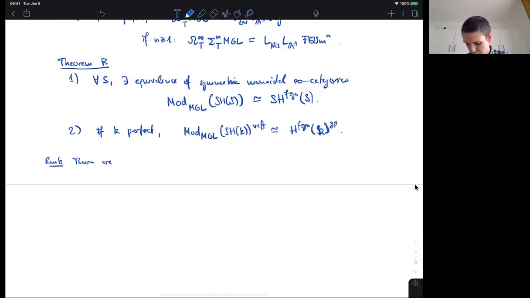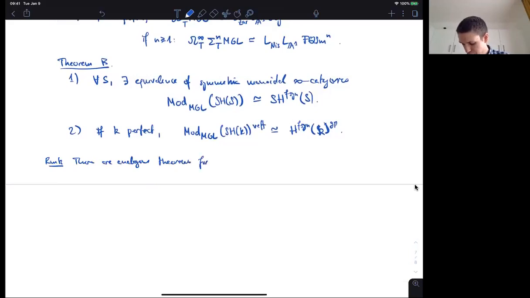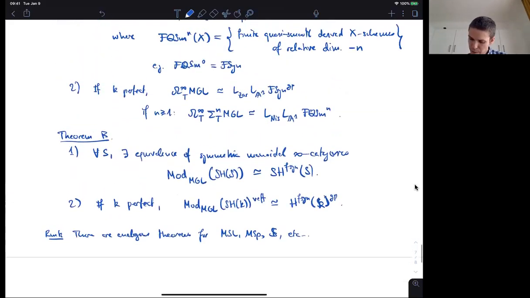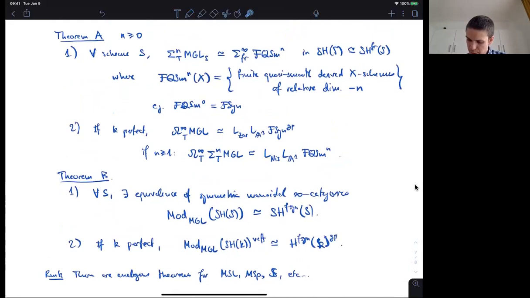So there are analogous theorems for example, MSL, MSP, the sphere spectrum itself, etc. So for the sphere spectrum, what is the version of Theorem A? It's the same thing where you replace this by framed such things. Here a framing is a framing of codimension n. The framing of such a finite quasi-smooth derived scheme would be a trivialization of the virtual tangent bundle. Rather, it's a path between the virtual tangent bundle and minus n in the K-theory space. That's what a framing of dimension minus n would be.